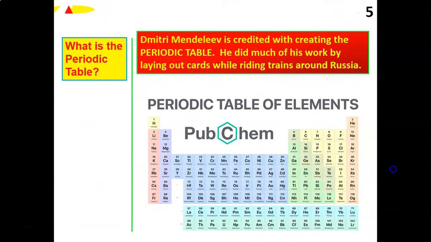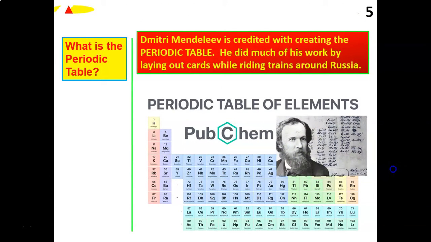So who created the periodic table? Dmitri Mendeleev is credited with creating the periodic table. And he did much of his work, interestingly, by laying out cards while he was riding trains around Russia and figuring out the relation between different elements and where one should fit in relation to all of the others.